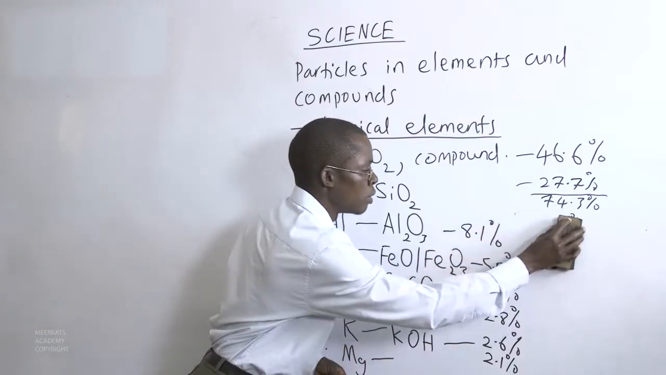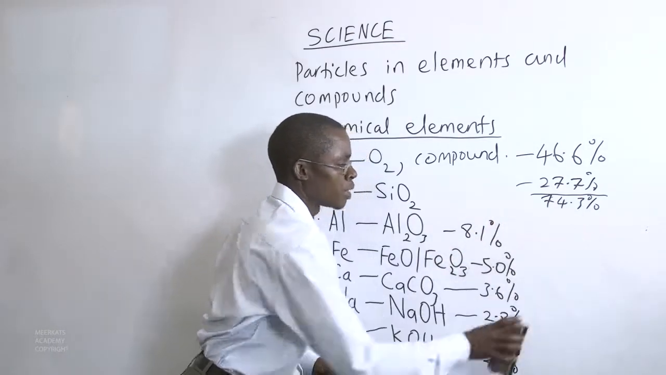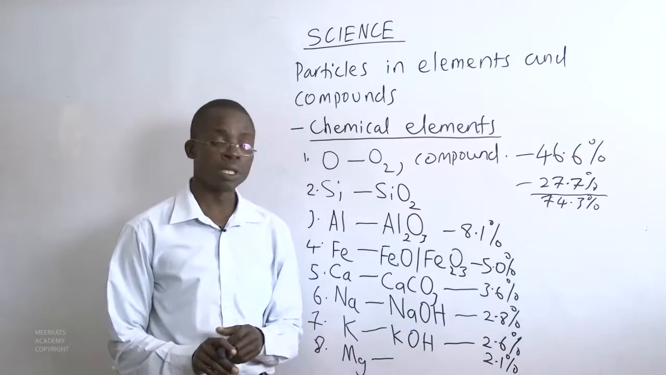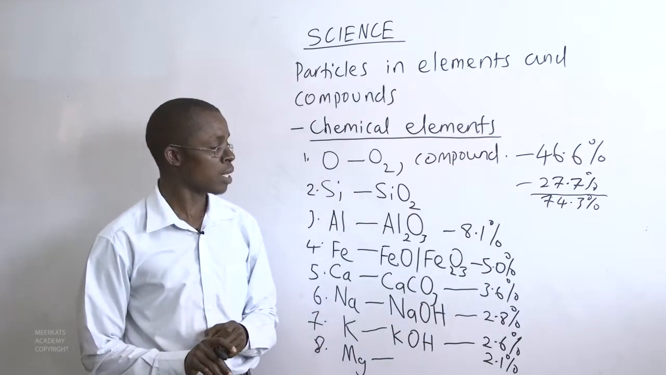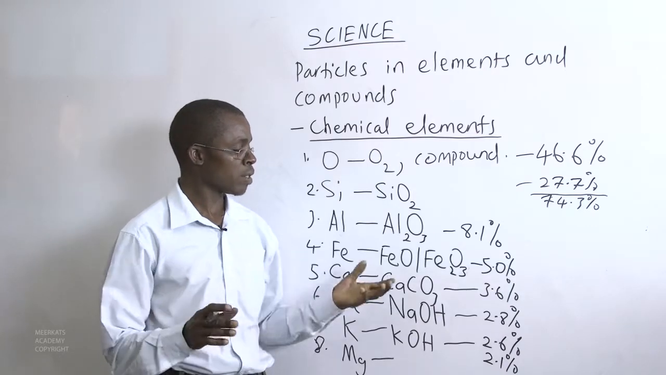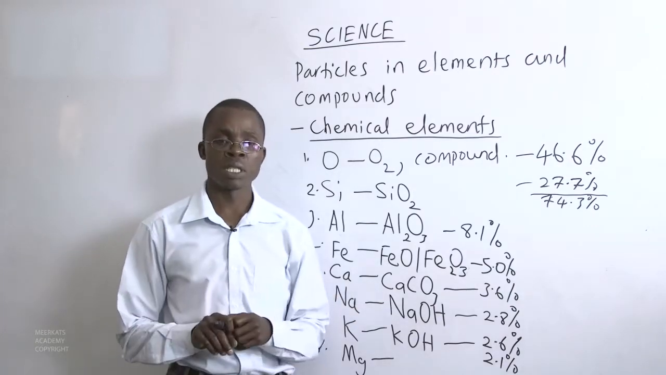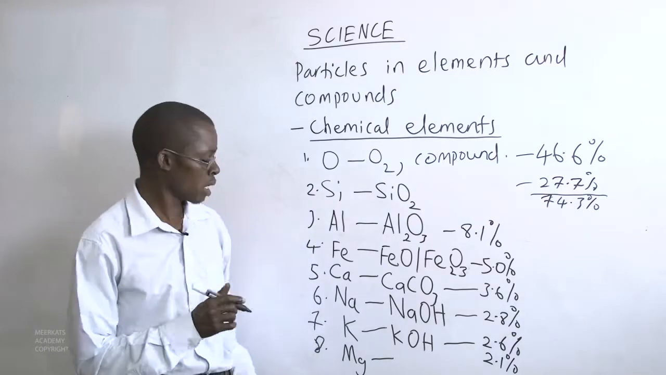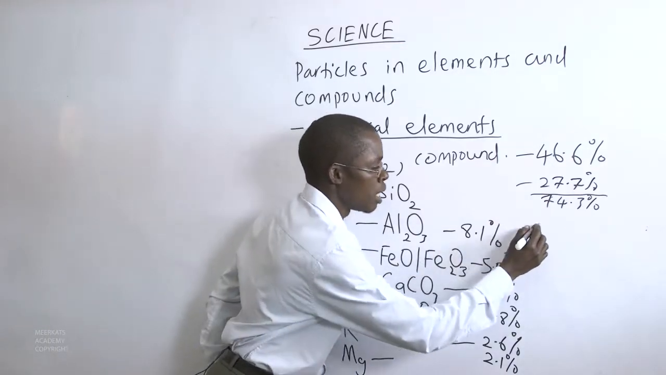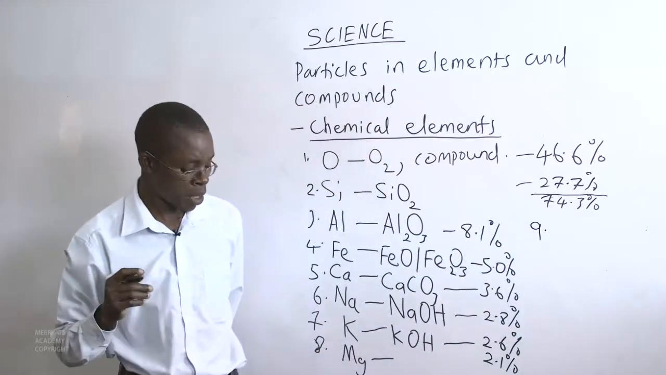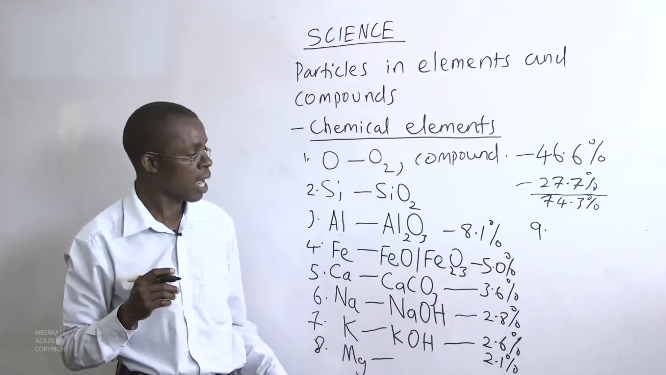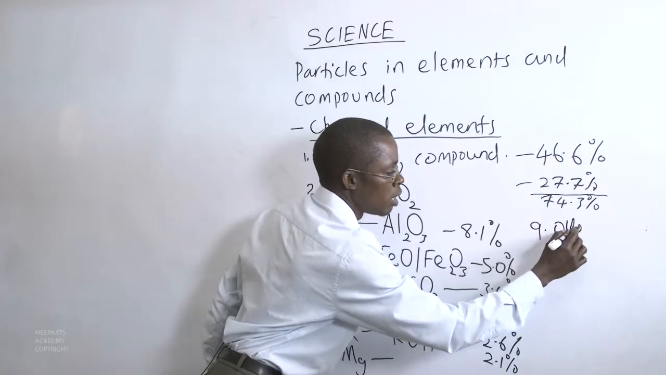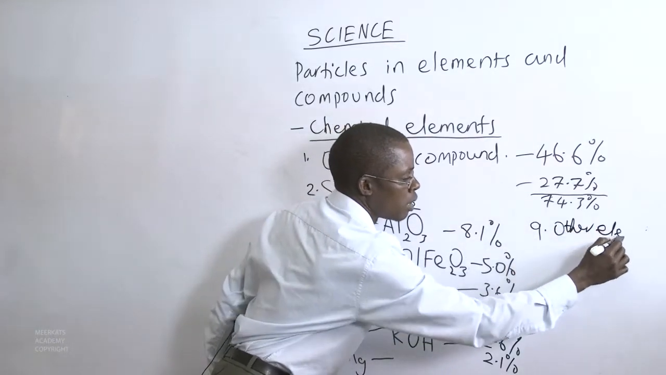Then doing a total of all of this, remember, this one was a relative percentage. So going by this percentage, plus all this, we need to reach 100%. You'll discover that we shall have a deficiency. Where does the deficiency come from? The deficiency comes from our number 9, and our number 9 here will be other elements.